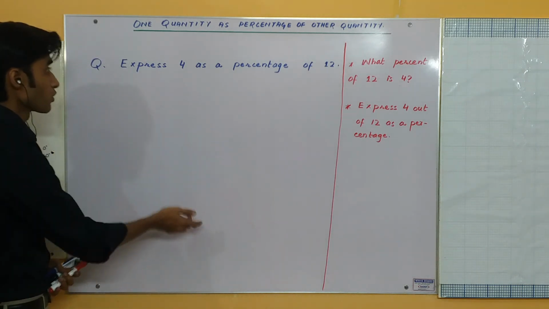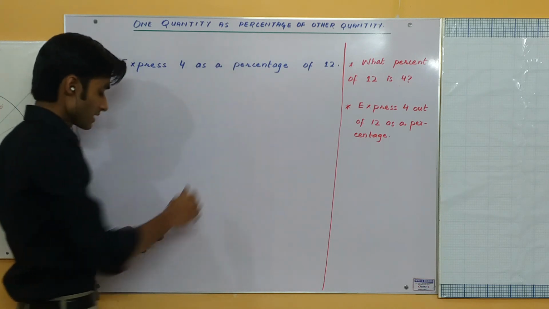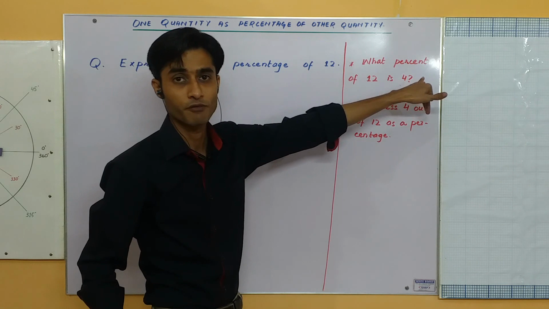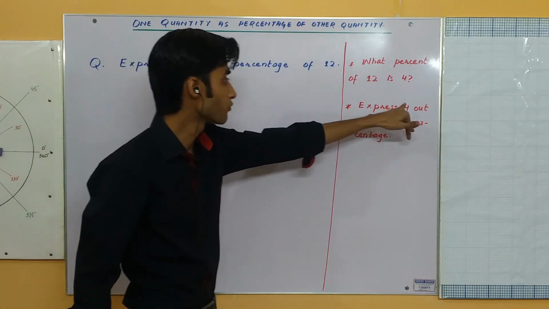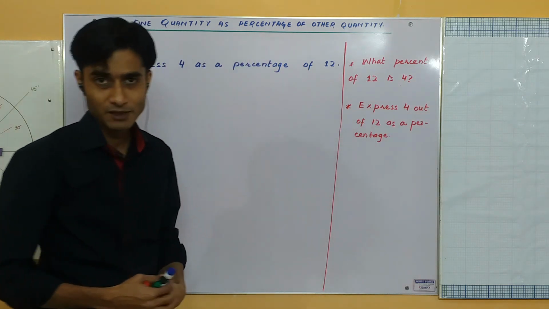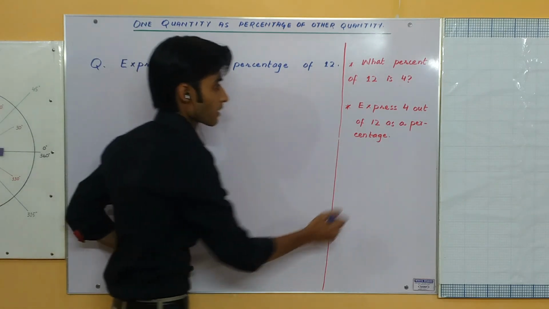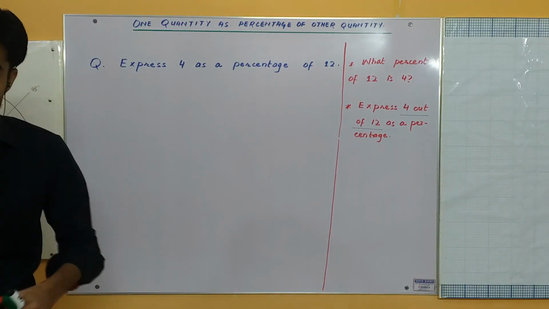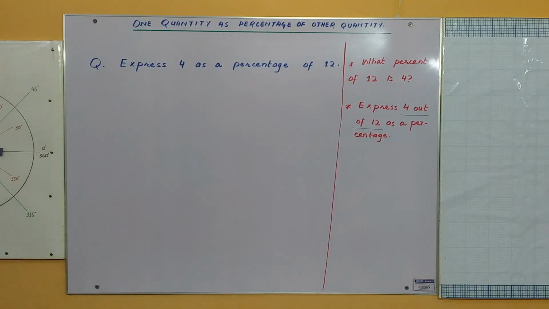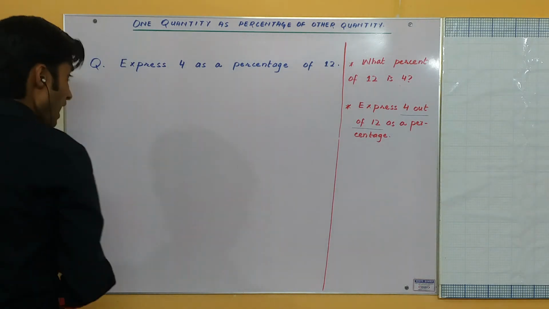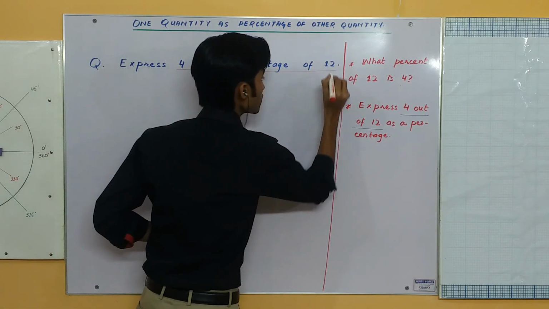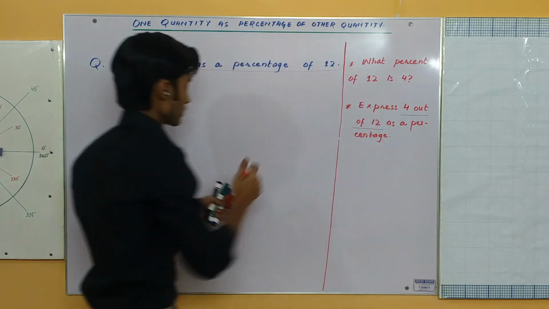Anyways, coming back to the original question: express 4 as a percentage of 12. What percent of 12 is 4? Or express 4 out of 12 as a percentage. If you look at this one, express 4 out of 12 as a percentage, I really hope that you can understand what 4 out of 12 means. 4 out of 12, 4 as a percentage of 12.